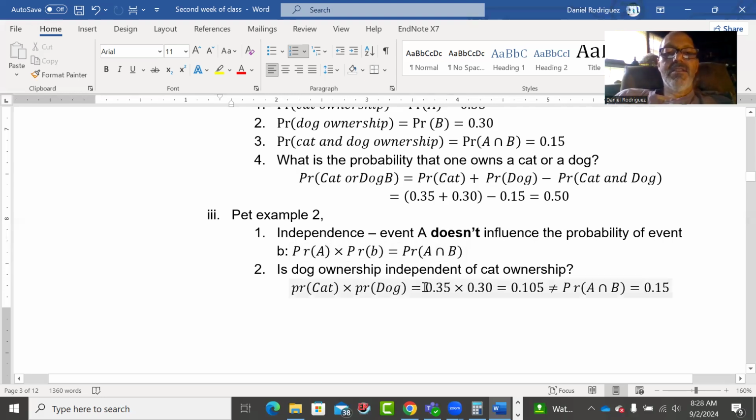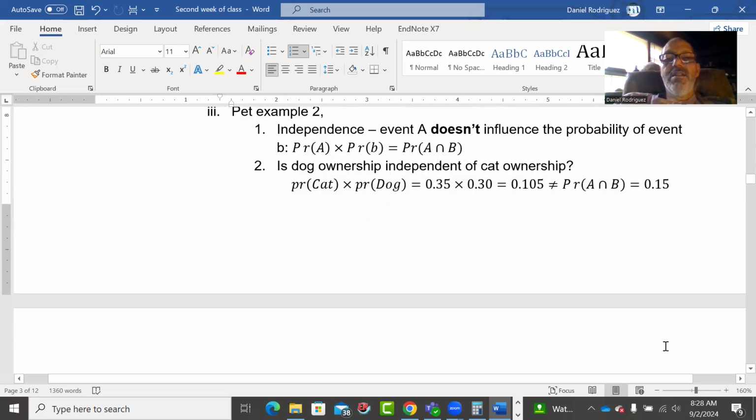All right, so let's take a look at this. Because I gave you data on dog and cat ownership, I said the probability of owning a cat and a dog is 0.15. So that means I could take the probability of owning a cat and multiply it times the probability of owning a dog. If that does not equal 0.15, then the two are not independent. So we multiply 0.35 times 0.30 and we get 0.105, which is not equal to 0.15. So therefore, owning a dog and owning a cat are not independent.